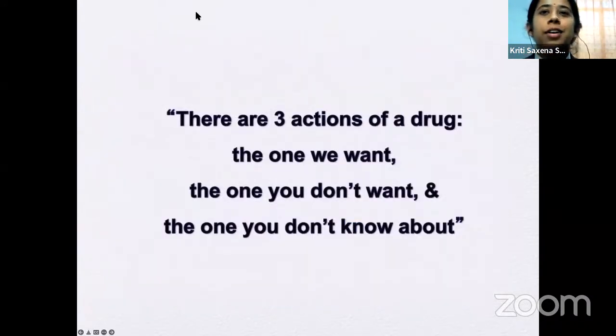Here I have quoted something that there are 3 kinds of actions of a drug. The one we want, the intended effect for which we are using a drug, the one we don't want, that is the unintended, undesired effect, and the one that we don't even know about. Because several kinds of effects of a drug remain unexplored and uninformed up to several years of use. So that's all about it.